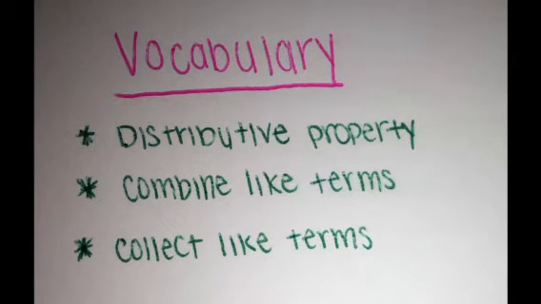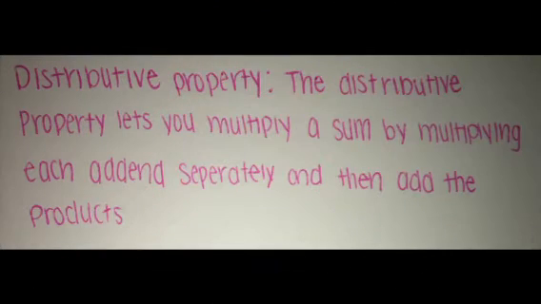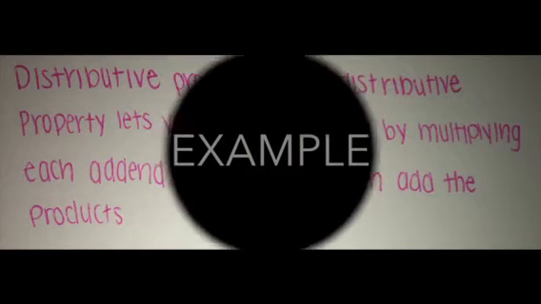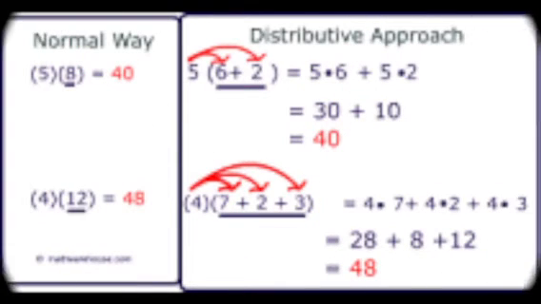So the vocabulary that you're going to be learning today is distributive property, combining like terms, and collecting like terms. Distributive property lets you multiply a sum by multiplying each addend separately and then adding the products. In this example of distributive property, you see the 5 and the 4 distributing themselves evenly to the other equations.